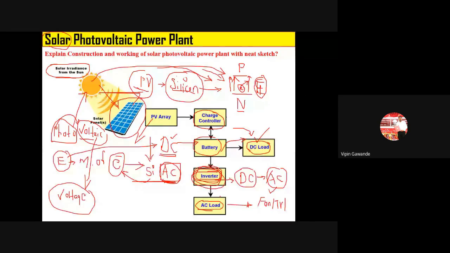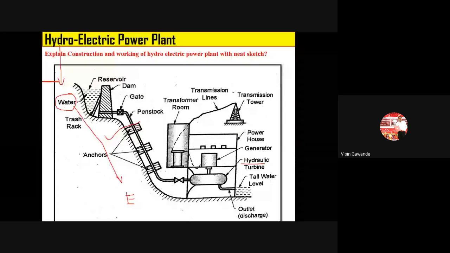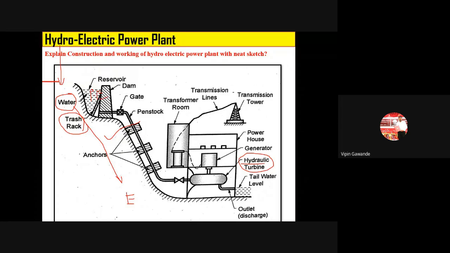Okay. Then we have seen the hydroelectric power plant, where water is converted into electricity. Water rotates the hydraulic turbine. It is stored in the reservoir. Then it passes through the trash rack, which removes the impurities. Then the potential energy of the water in the reservoir is converted into kinetic energy in the penstock. It is flowing in the penstock.